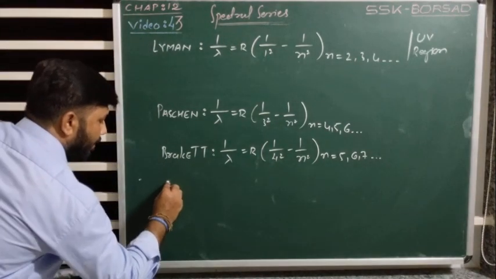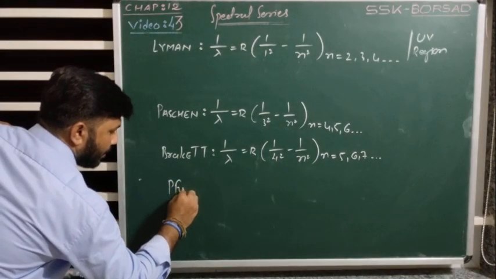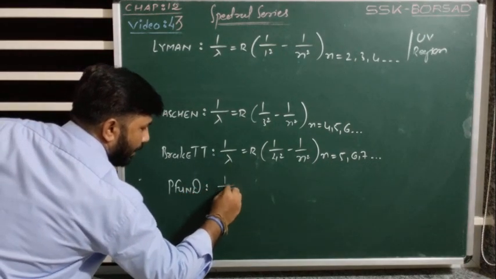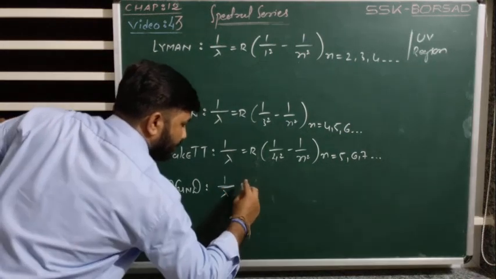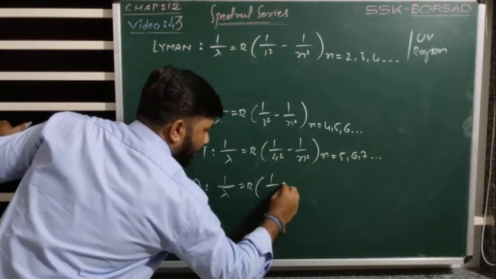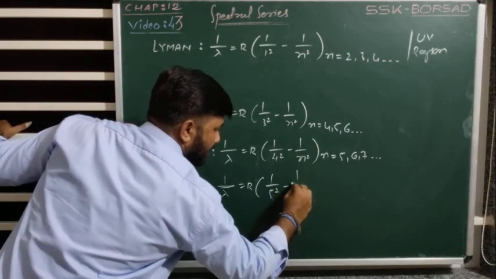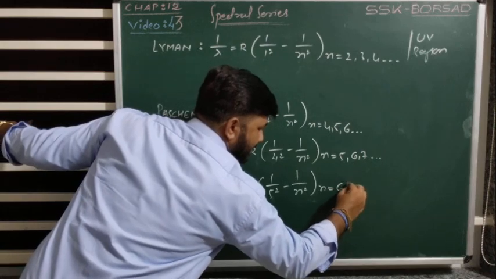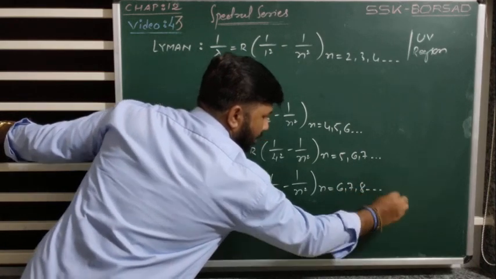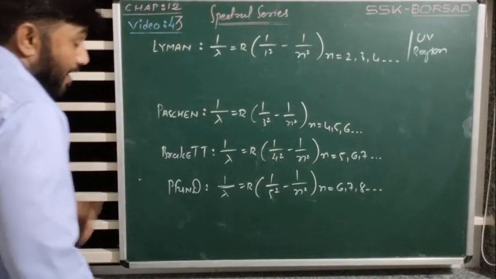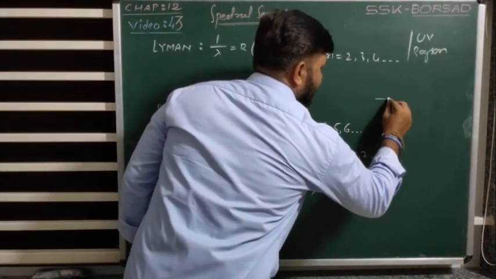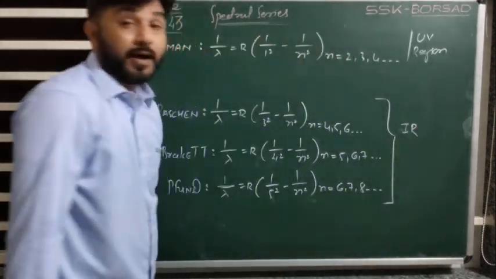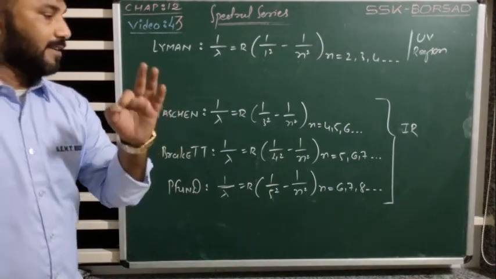Brackett, then Pfund series, that is 1 upon lambda is equal to R times (1 upon 5 square minus 1 upon n square), where n is equal to 6, 7, 8 and so on. These last 3 series fall in which region? IR, infrared region.